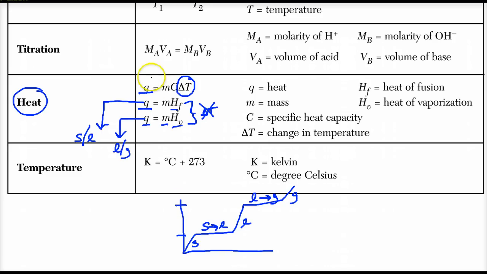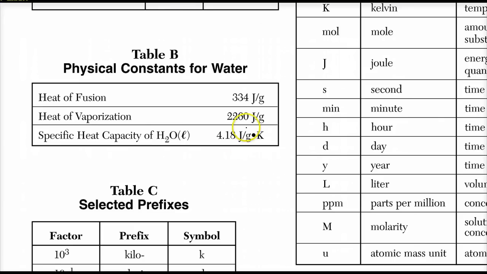All right, so we need Q equals mc change in T. They tell you that m is the mass, C is the specific heat, and the change in temperature. What is that specific heat? Let's go to the beginning. Table B gives me the heat capacity is 4.18. So we have our formulas and everything we need now to solve the problem.